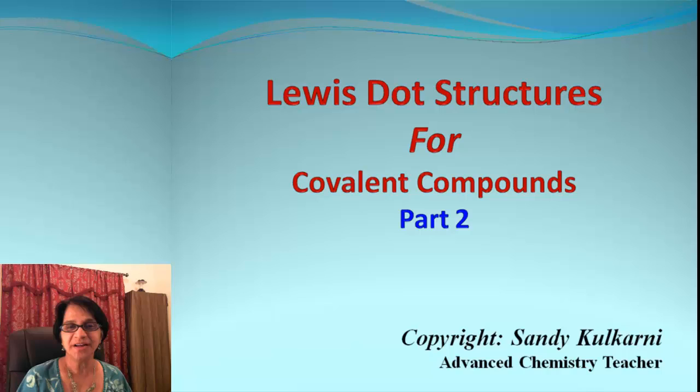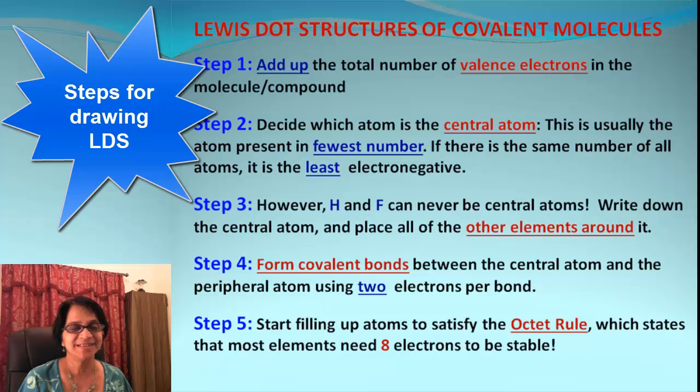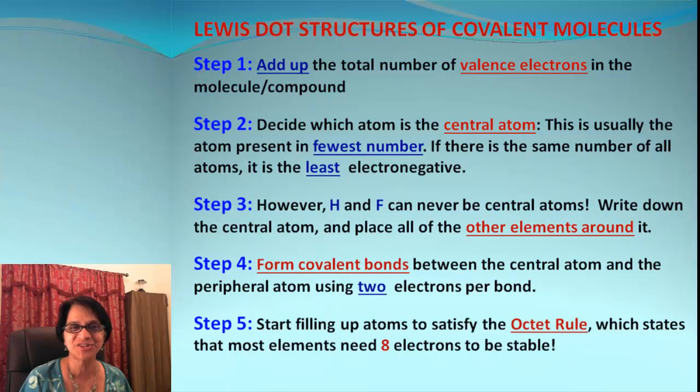In this video, let's continue with Lewis dot structures for covalent compounds, and we will actually go through double bond, triple bond and also extended octet. But before that, this is to remind you about certain steps to draw Lewis dot structures.